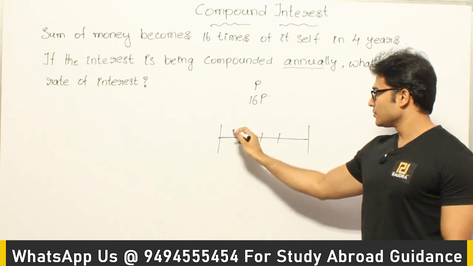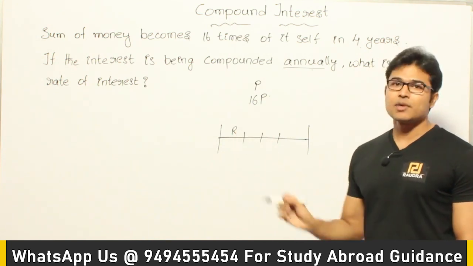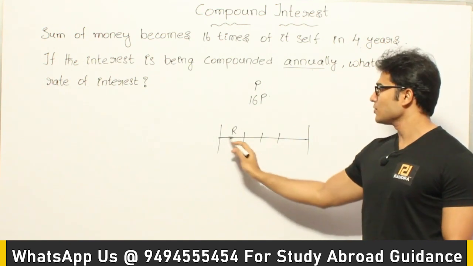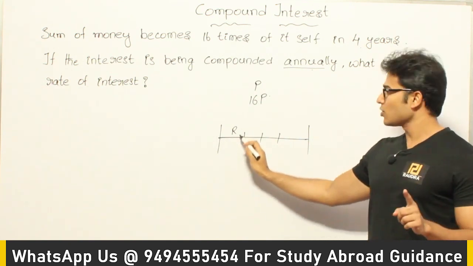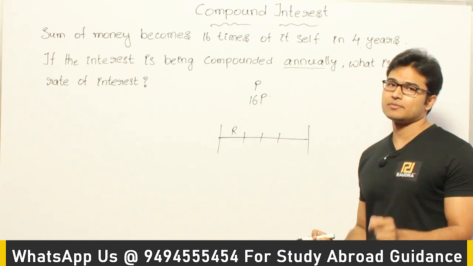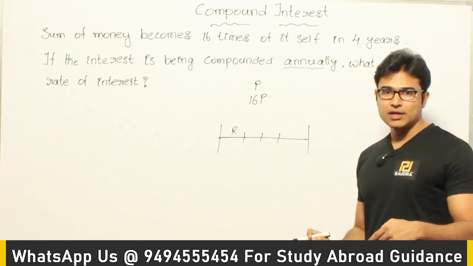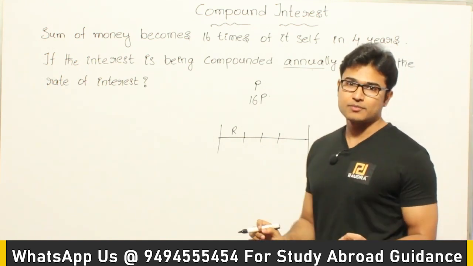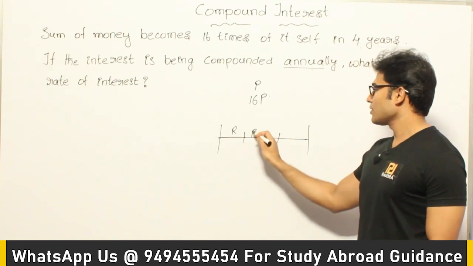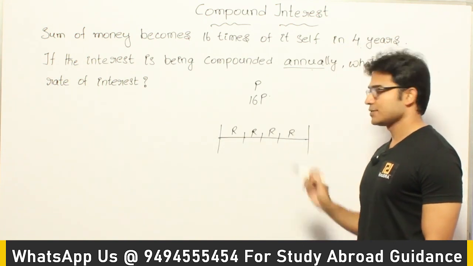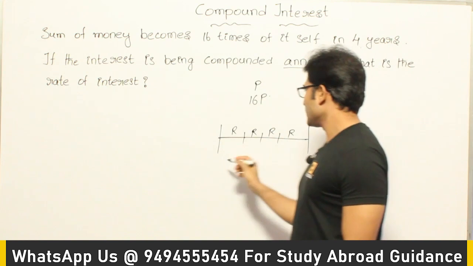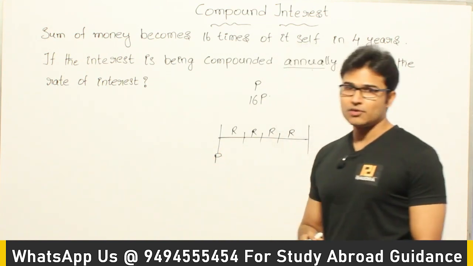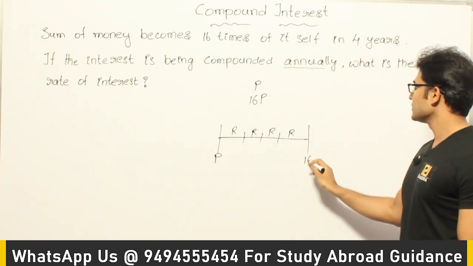Now let us assume that R is the rate of interest per part. And what is the size of each part here? 1 year. Therefore R will become the rate of interest per annum. Whatever answer you get is going to be rate of interest per annum. Just be careful there. Now R is same over all the years.